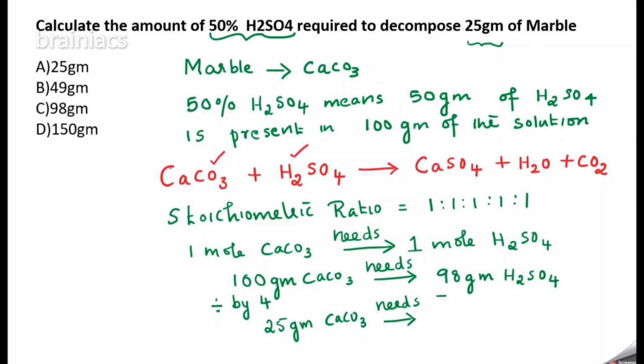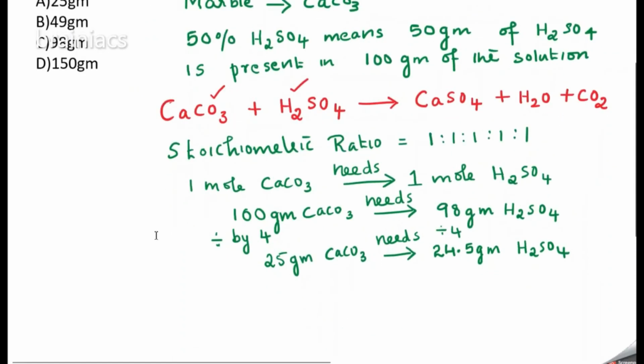You are dividing here also by 4, so this will become 4 into 2 1, so 24.5 gram sulfuric acid. Okay, so from this we understood that 25 gram calcium carbonate needs how much amount of sulfuric acid? 24.5 gram sulfuric acid. Now, but what is given to you? They are asking you what? They are asking you directly how much amount of sulfuric acid?